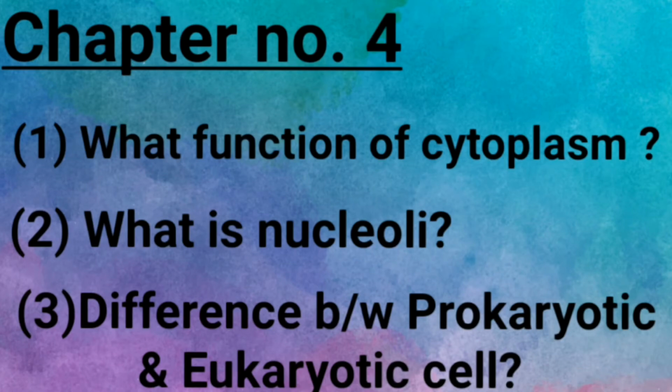Cytoplasm is an important topic of chapter number 4. Do memorize it. The second is, what is nucleoli? Mention its definition, that it is a part of the nucleus. Now the third, difference between prokaryotic and eukaryotic cell. Mention its definition along with its characters and some groups that they are divided into and some examples.